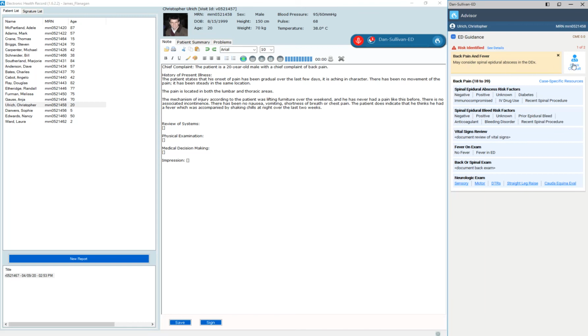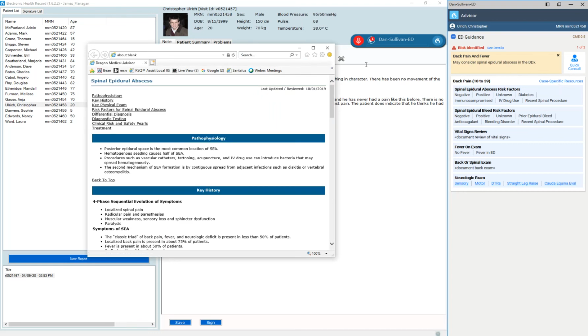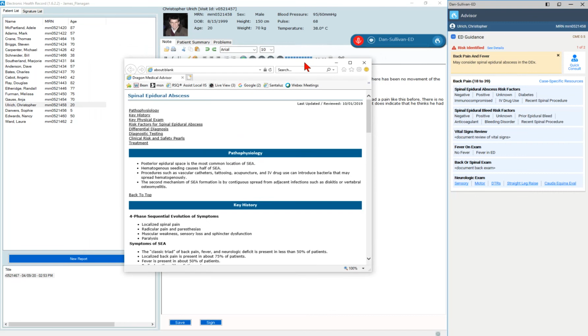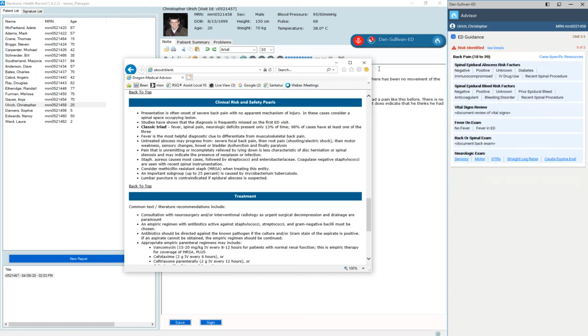Also, we believe that decision support, sometimes critically important, not often, but when you need it, should be inside the user interface. It should be available in half a second. And you shouldn't have to pull a cell phone out of your pocket or leave here to go to the internet. So this is a quick consult: spinal epidural abscess, key history, key physical examination, clinical risk and safety pearls, and there are many other resources available here.